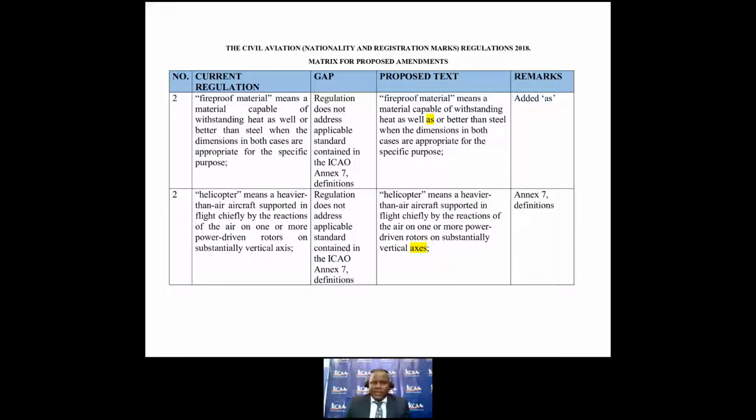The second item, the helicopter definition, reads: helicopter means a heavier than air aircraft supported in flight chiefly by the reactions of the air on one or more power-driven rotors on substantially vertical axis. The previous one was "access" instead of "axis".